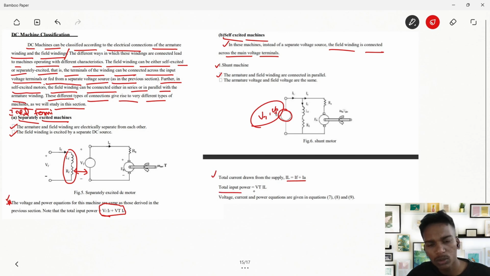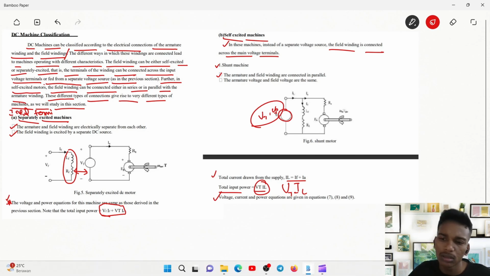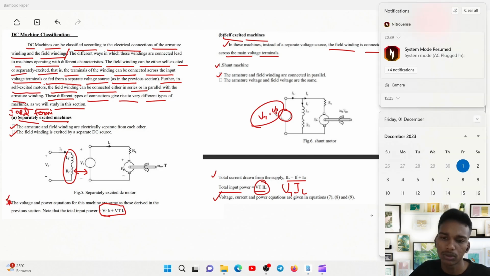The total input power is equal to VT into IL, because IL is the total current being drawn from the main voltage source, right? The total power is VT into IL. Voltage, current, and power equations are given. I didn't mention those equations over here because those are a bit messy, so I didn't mention them here.